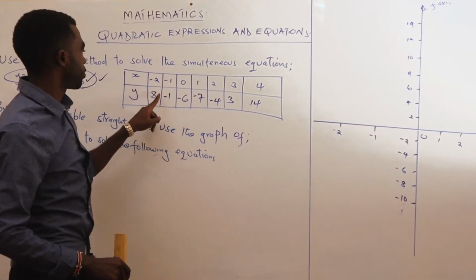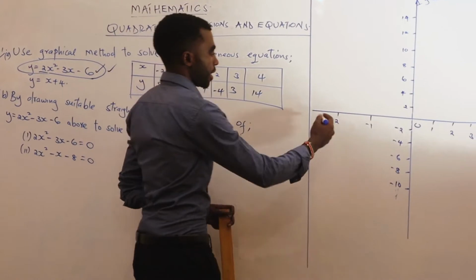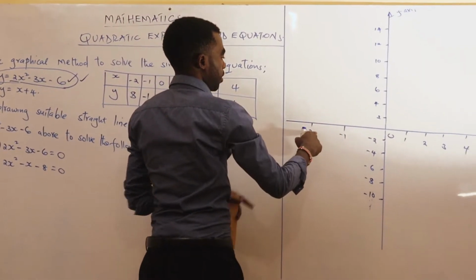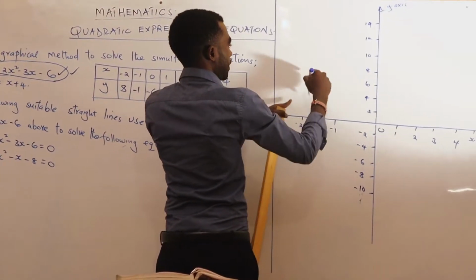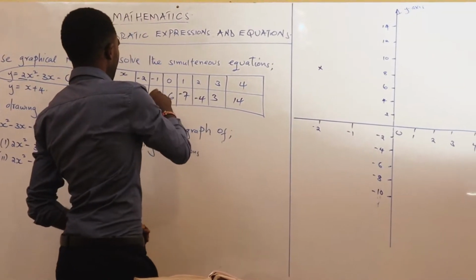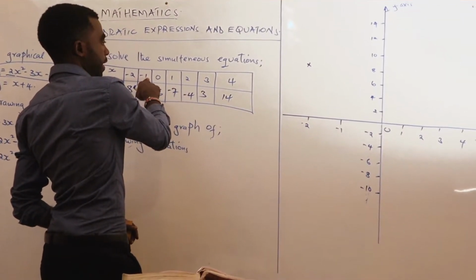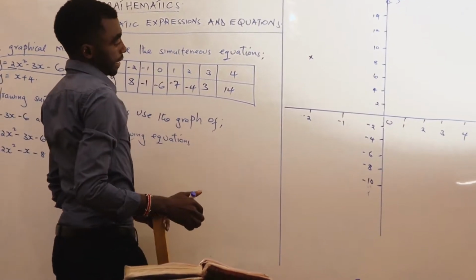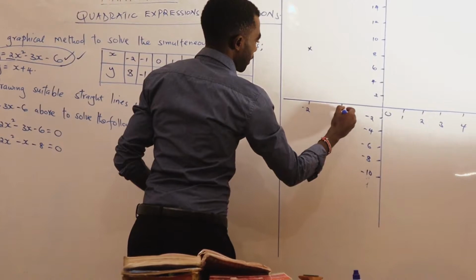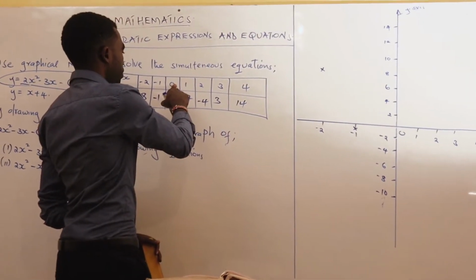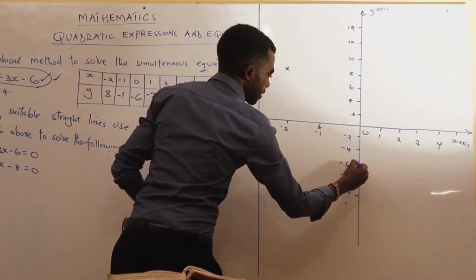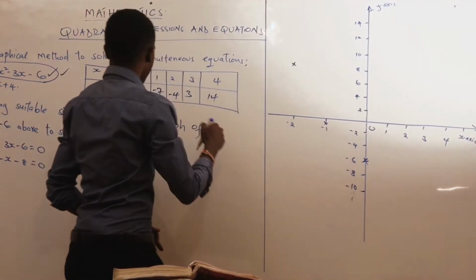So when x is negative 2, y is 8. So we come here, these are the values of x. When it's negative 2, the value of y is 8, which is positive. So negative 2 and 8 intersect somewhere there. The second point is negative 1. When x is negative 1, y is negative 1. So negative 1, negative 1, it will be somewhere there. You can have a star there. Then when x is 0, y is negative 6. At 0, negative 6, we have a star there.